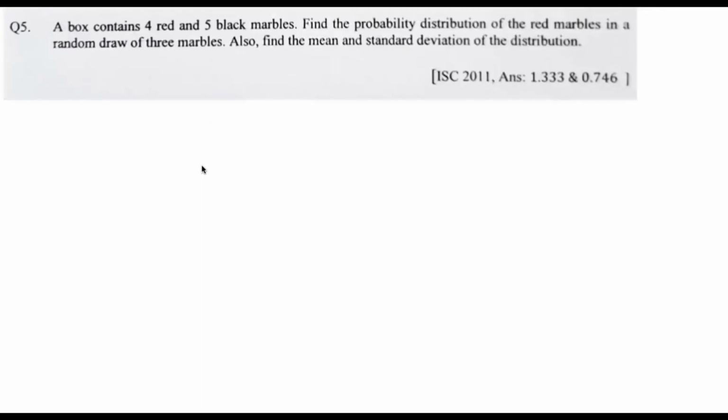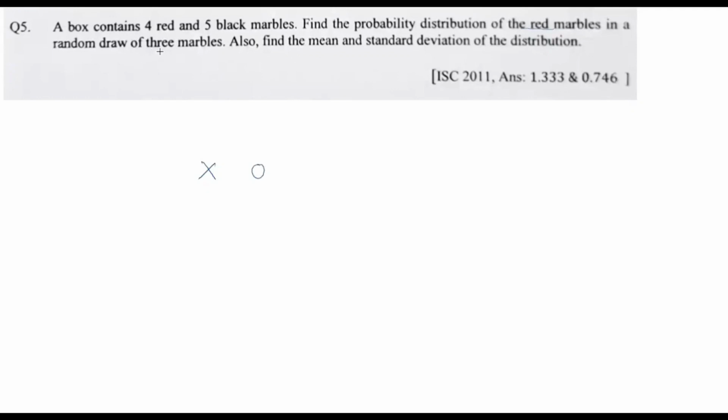It's saying a box is containing 4 red and 5 black marbles. Find the probability distribution of the red marbles in a random draw of 3 marbles. If you're drawing 3 marbles, what all can happen is what you've got to say here. And so basically, this is what gives a random variable. Random variable meaning that if you're drawing 3 marbles, then it could be that there may be zero red.